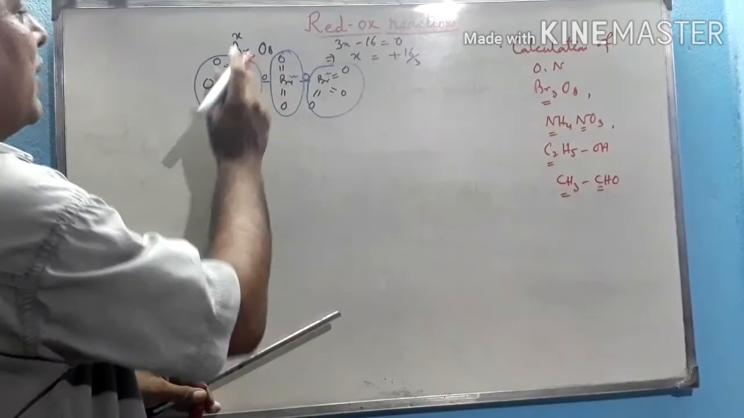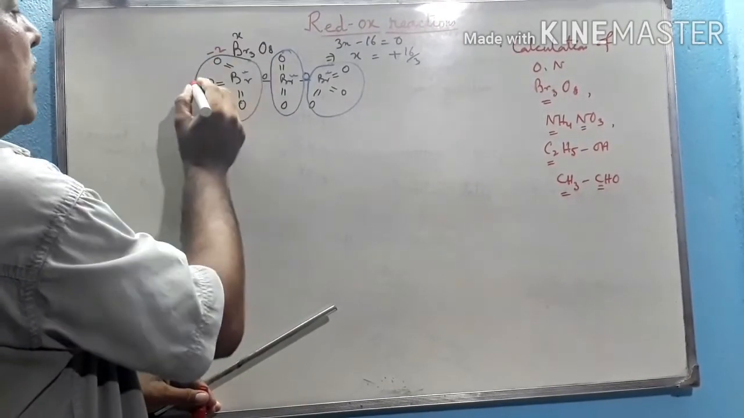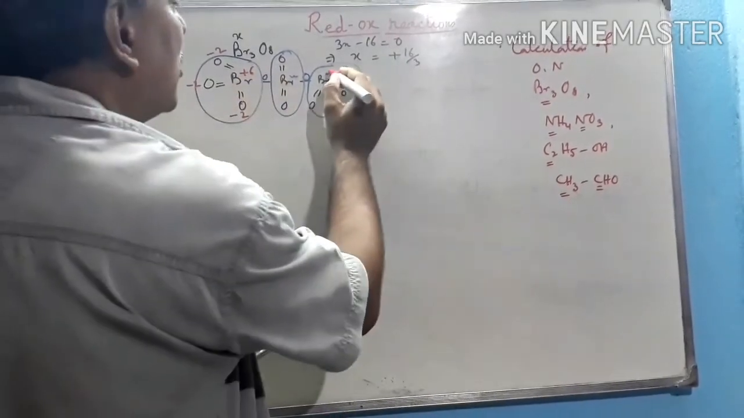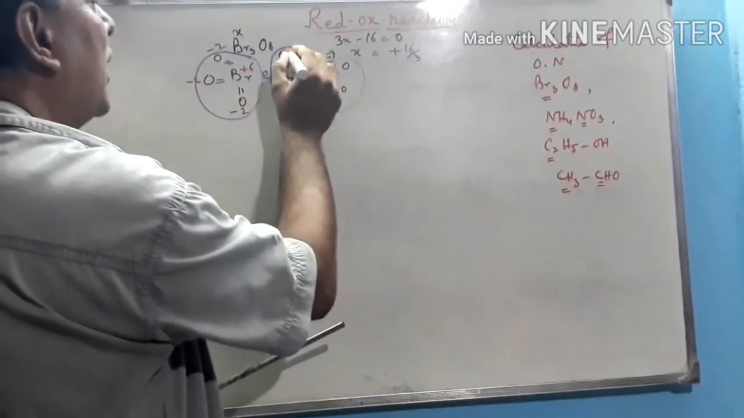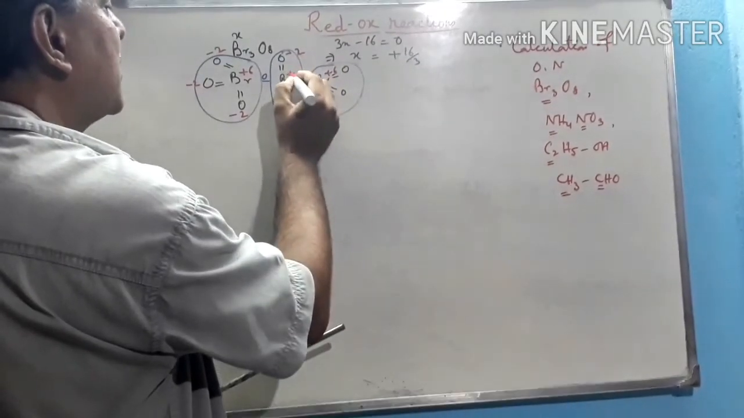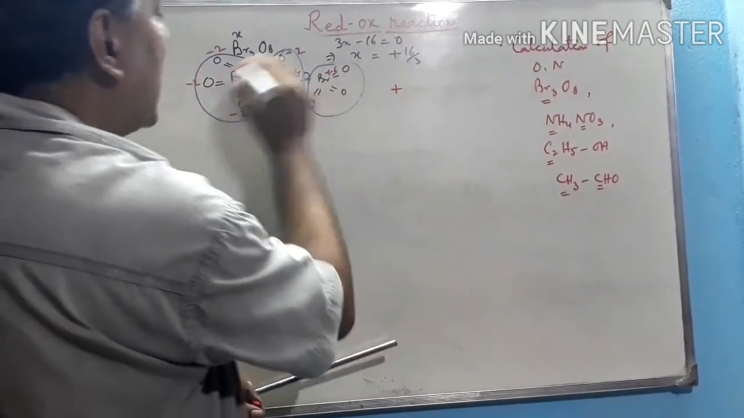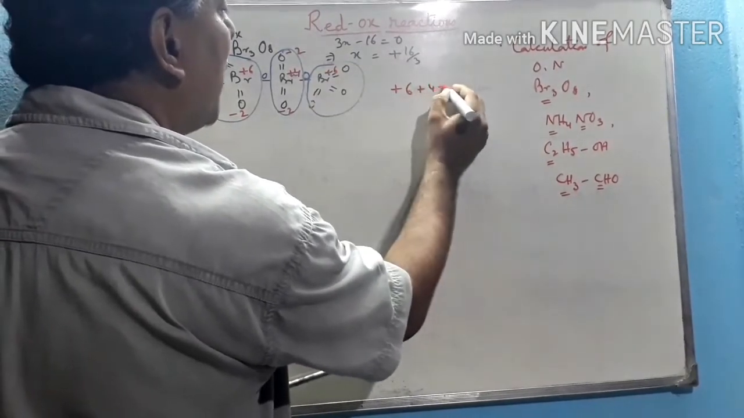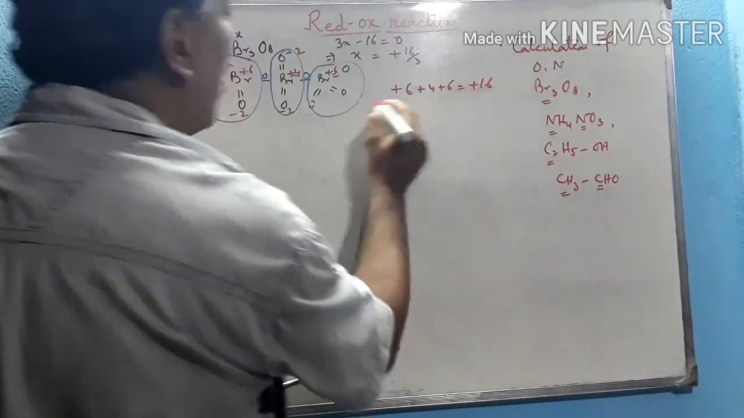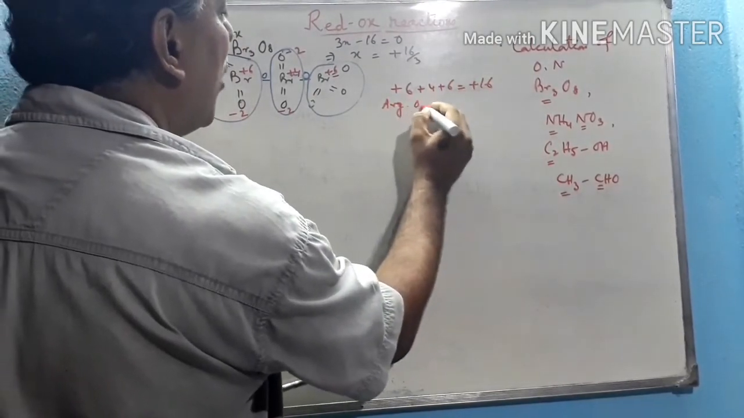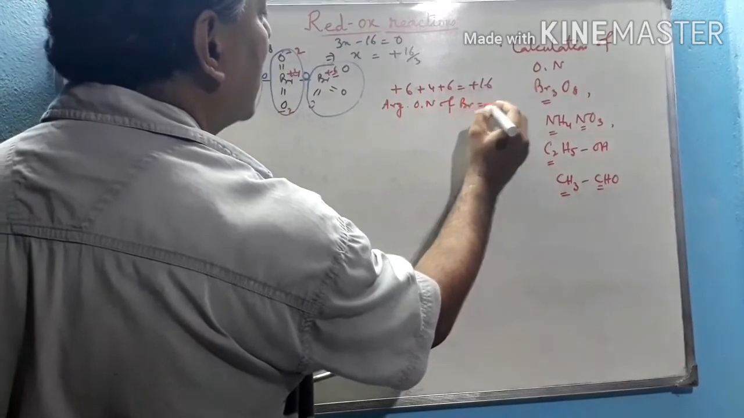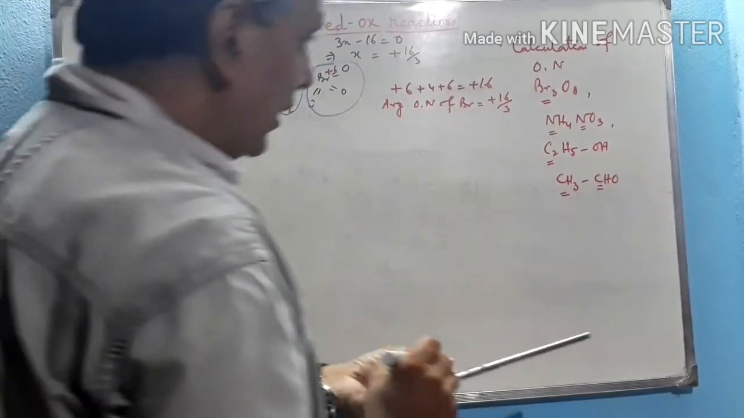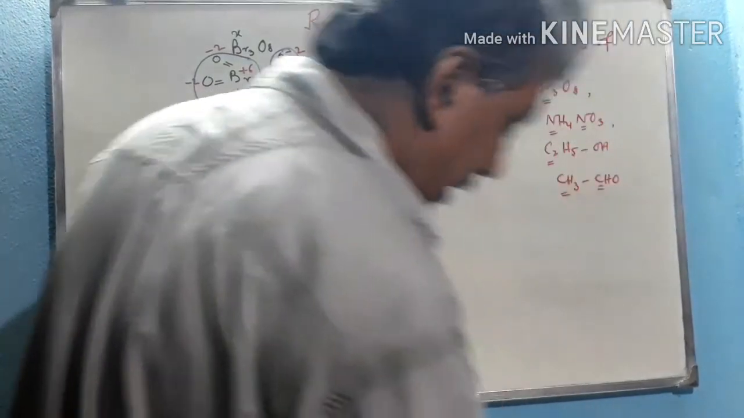Now from this part, double bonded O occupies minus 2, double bonded O minus 2, double bonded O minus 2. So this bromine is plus 6. Here also this bromine is plus 6. Here double bonded O minus 2, minus 2, so it becomes plus 4. So the total charge of the bromine is plus 6 plus 4 plus 6, total plus 16. So the average oxidation number of bromine in Br3O8 equals plus 16 by 3, as the compound contains 3 bromine atoms.